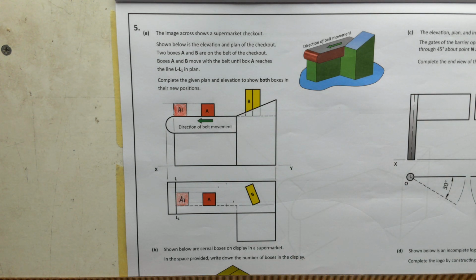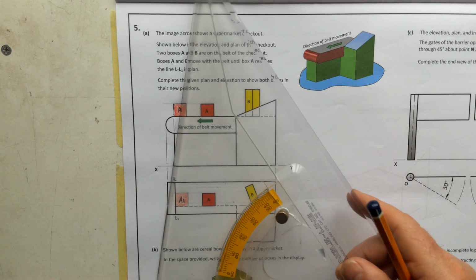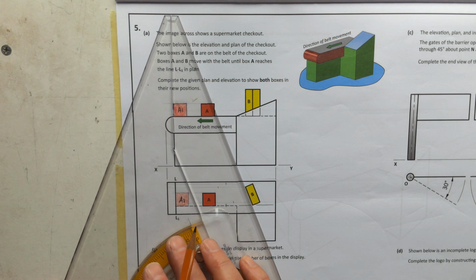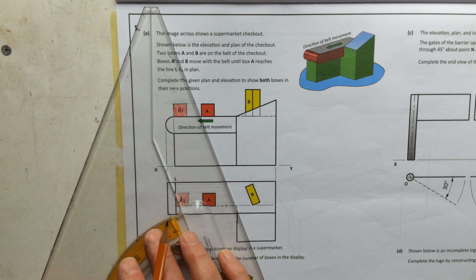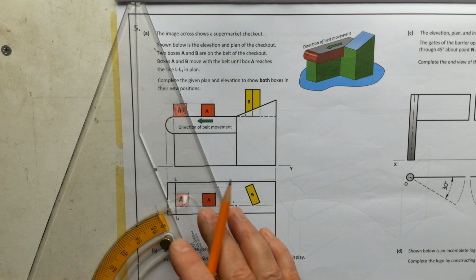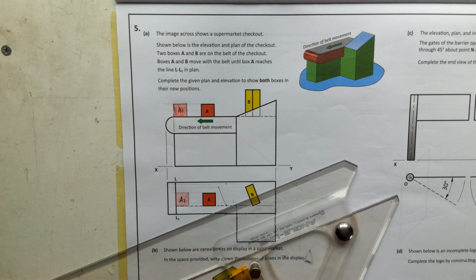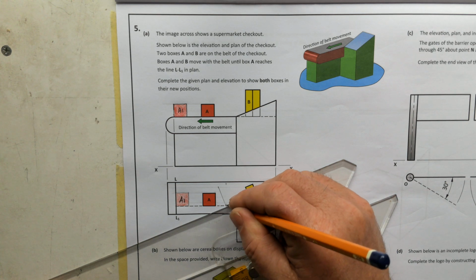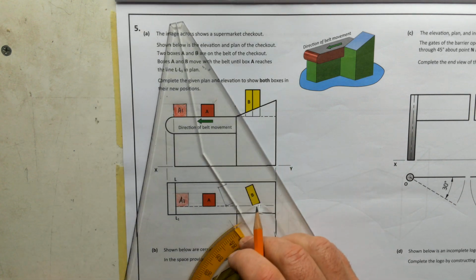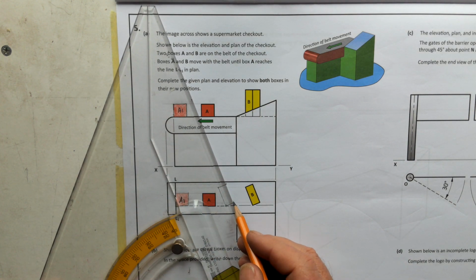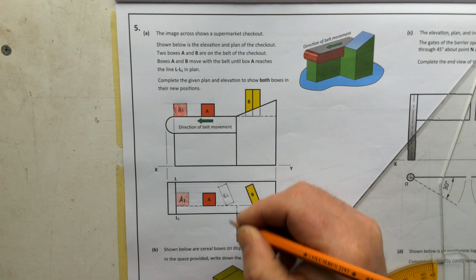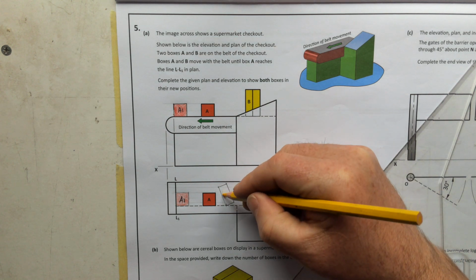So another way I could have done that as well is it would stay parallel. So if I had just used one of those distances there, I could have also got the angle of, let's say, that yellow box there, and I could have used the angle of it as well, and that would have given me the same thing. And because it's a rectangle, those corners would have stayed 90 degrees. So that's another way I could have done it. So that there is going to be B1, the new position when the belt goes forward.